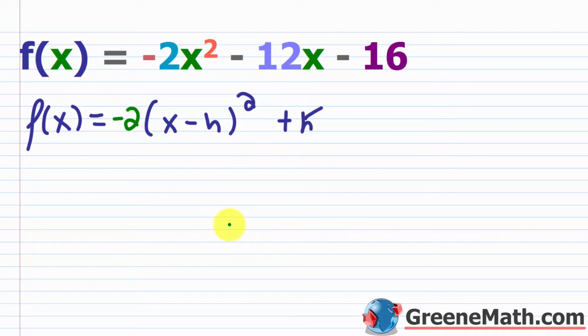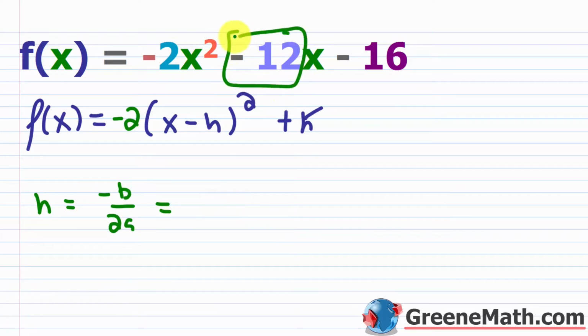And then what's my h, what's my k? We already know that h is what? It's negative b over 2a. So what's b? b is negative 12. So the negative of negative 12 is 12, over 2 times negative 2, which is negative 4. So this is going to be negative 3.